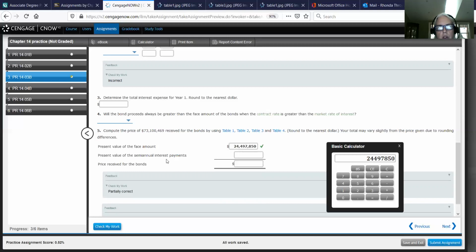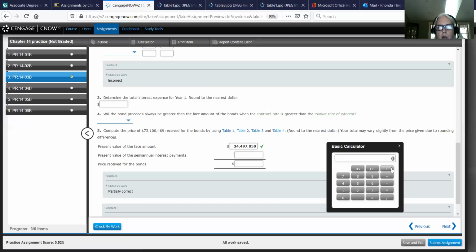So what you're going to do is look at table 3, which is the present value of the annuity. We're going to take the market rate of interest, divide it by 2 to get the semi-annual rate of interest. We're going to go down 20 periods, and that will give you the table value amount. It's important to find the table value amount. Then you will multiply the table value amount by the semi-annual interest payment.